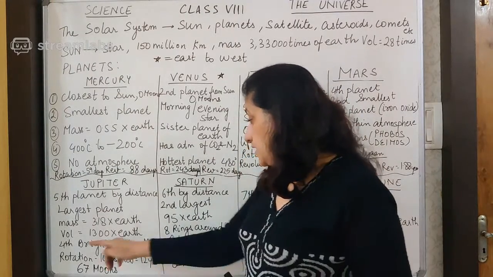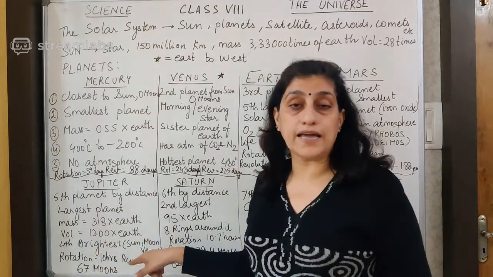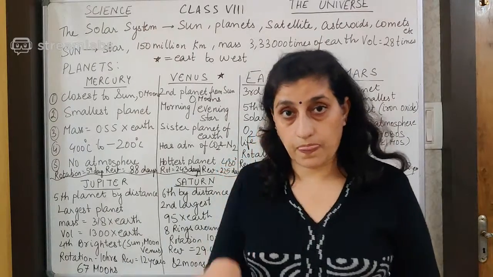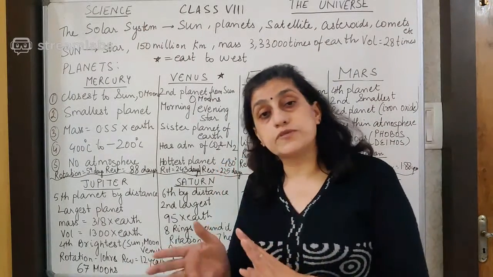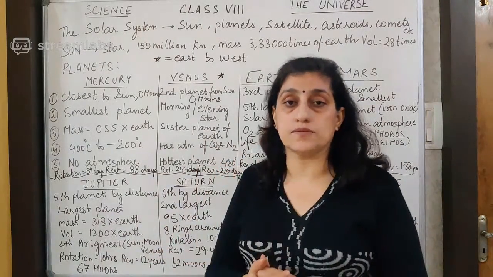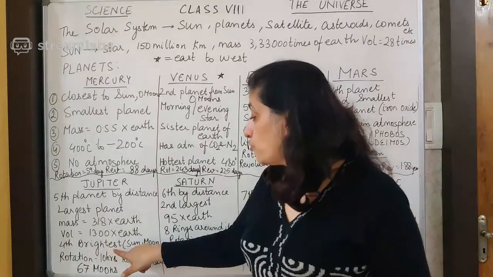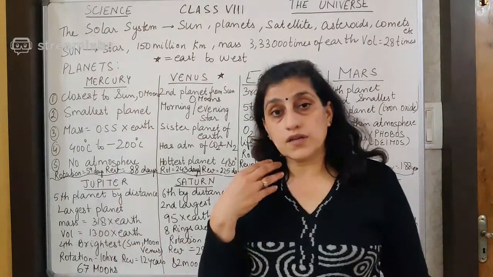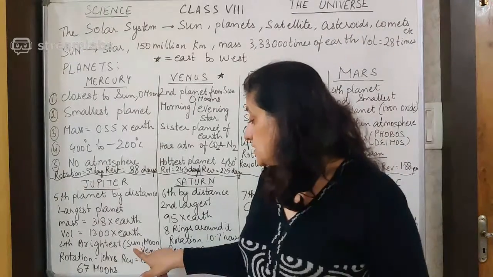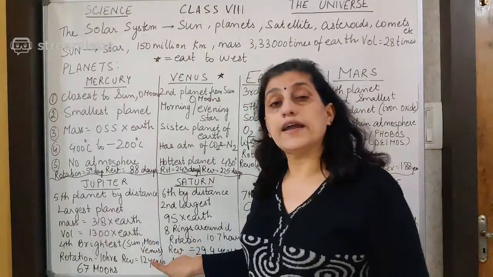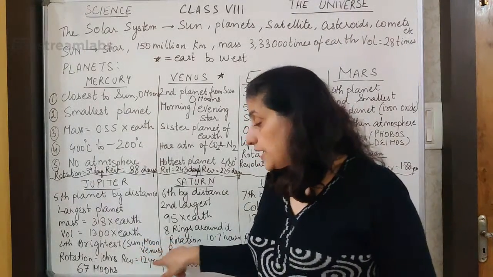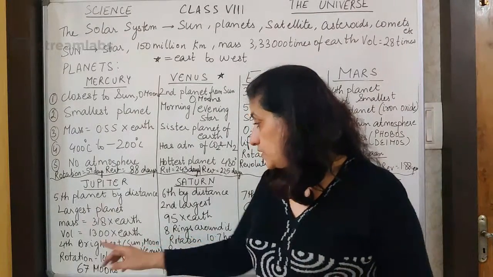Then it is the 4th brightest object in the solar system. When I say it is the 4th brightest object, what are the other 3 brighter objects? Sun, the Moon and the Venus. These are the bright objects of the solar system.